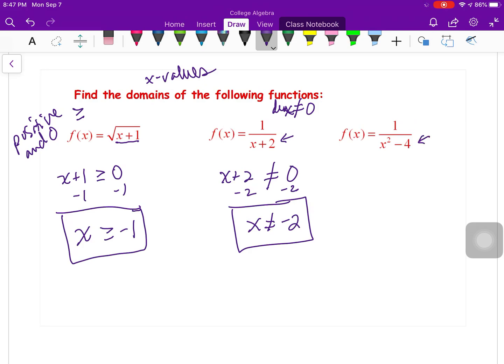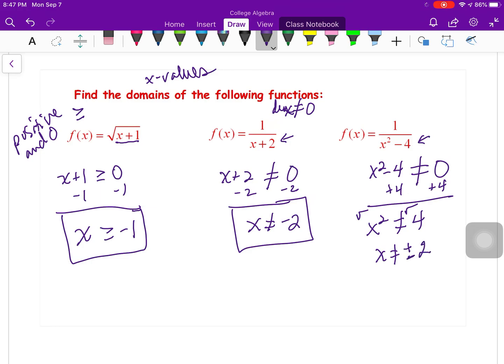Again, this is a denominator. So x squared minus 4 cannot be 0. Well, if I add 4, x squared cannot be 4. Square root, x cannot be a positive or a negative 2. All reals except 2 and negative 2.